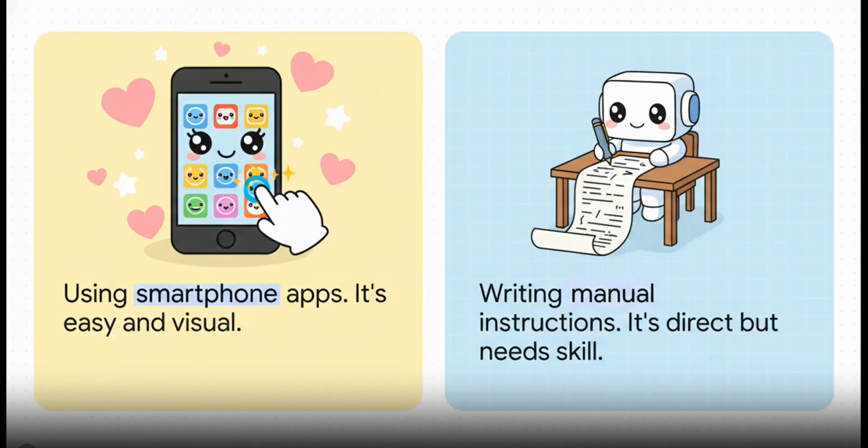Think about it this way. One method is like using your smartphone. You see a colorful app, you tap on it, and something happens. It's super easy, very visual. The other way? Well, that's more like writing out a very precise manual list of instructions. It's super direct, but you have to know the exact language to use, or it just won't work.